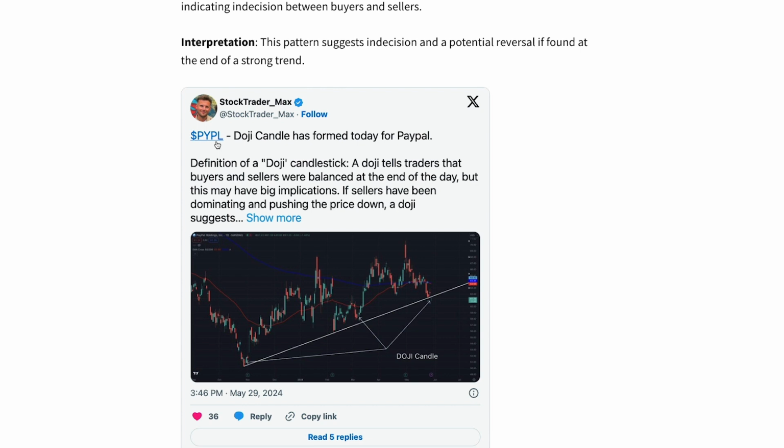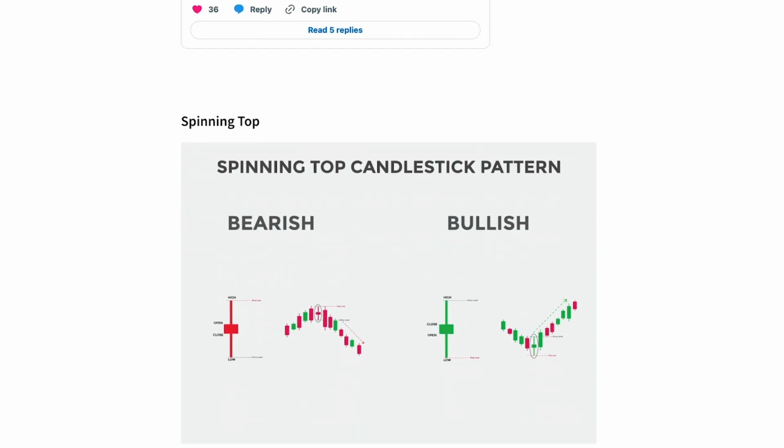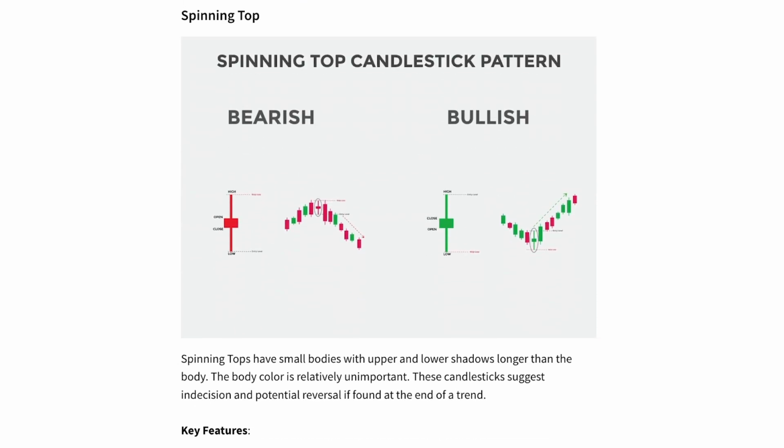This particular post on X about PayPal highlights several doji candles in the price action of PayPal, and they sort of coincide with a change in the trend. So that's a real good one to reference if you want to see some real examples of the doji candle in action. Next, we have spinning top.